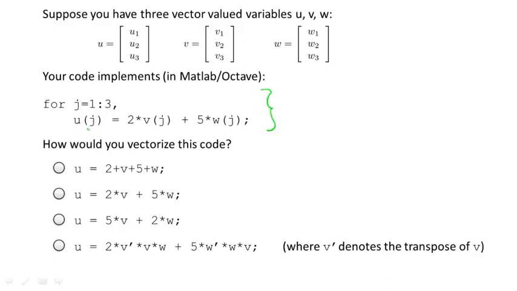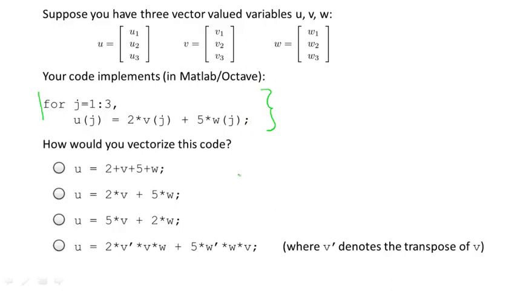For j equals 1 to 3, u of j equals 2 times v of j plus 5 times w of j. How would you take this code and vectorize it? Here are 4 options. One way to do this question is if you look at the for loop, and think, just what would you do to vectorize this? Can you come up with a simpler implementation of this for loop? That would be one way to vectorize it.